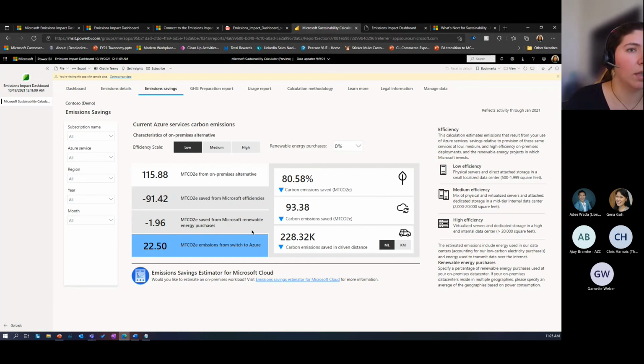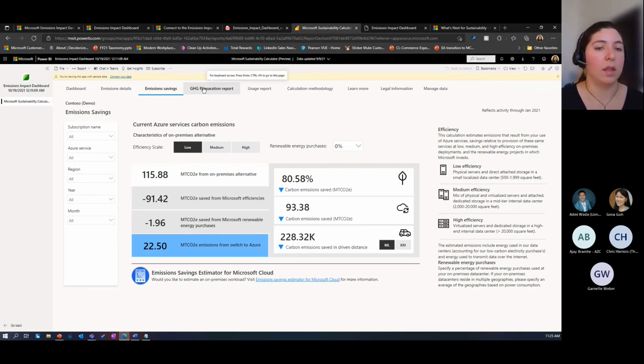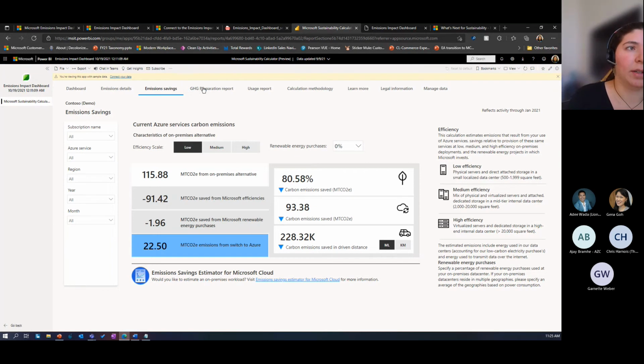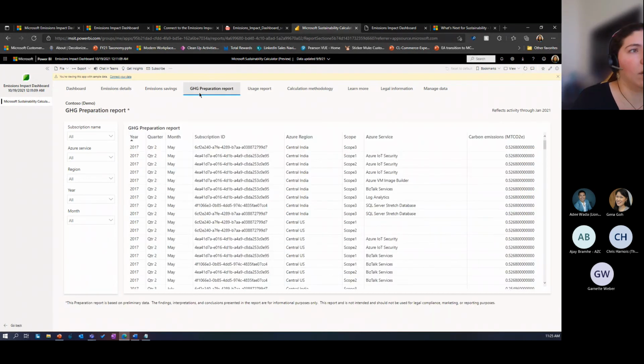I just want to show it to you. It's quite simple to start using. The thing that a lot of people get more excited about actually is the report preparation. So there's two. There's your GHG preparation report for accounting, and then you have your usage report.